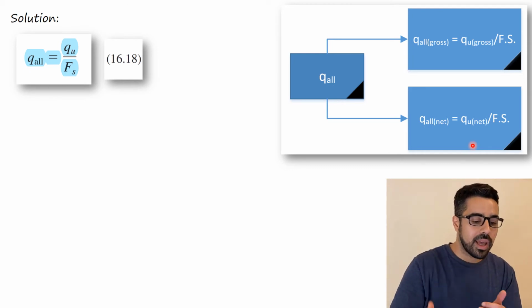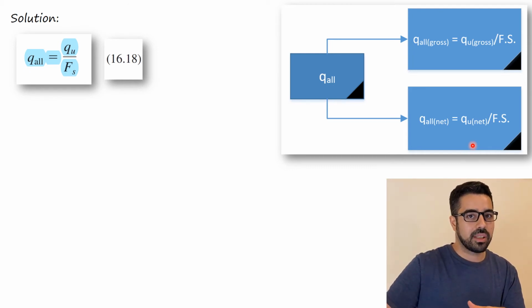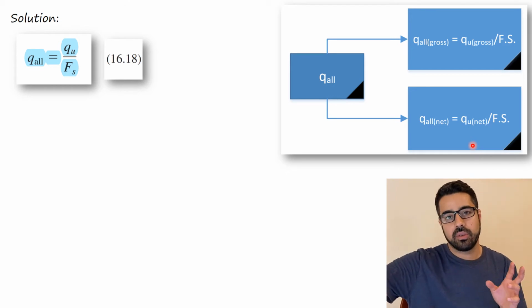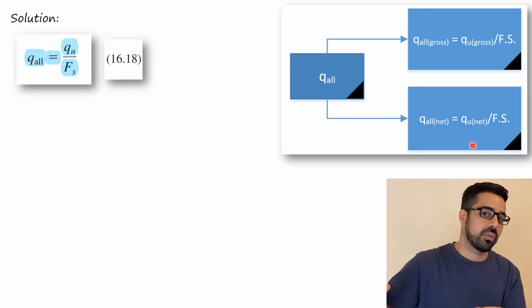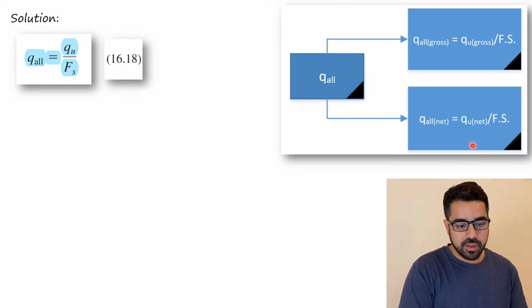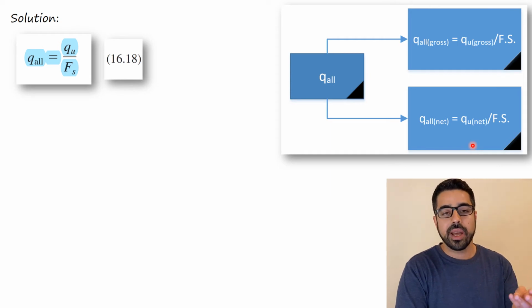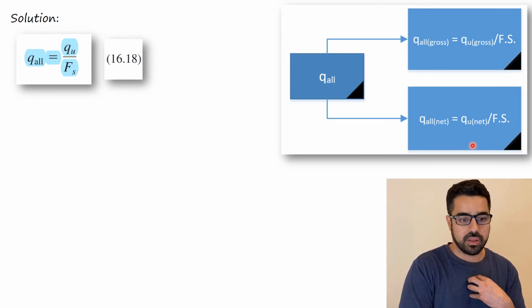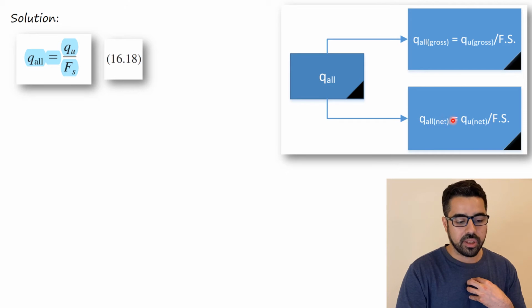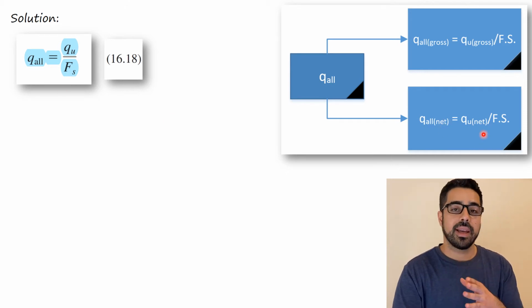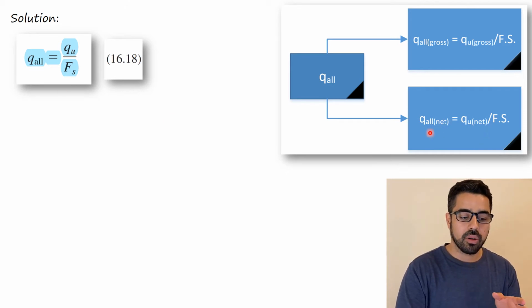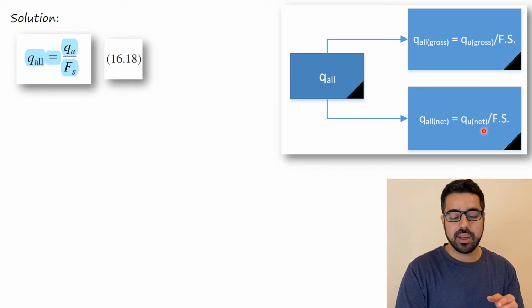When it comes to the net ultimate bearing capacity, we're just trying to exclude the pressure that comes from the soil. So in this case, QU net is given. Q allowable, I'm sorry, Q net is what we're looking for. Q allowable net is given.